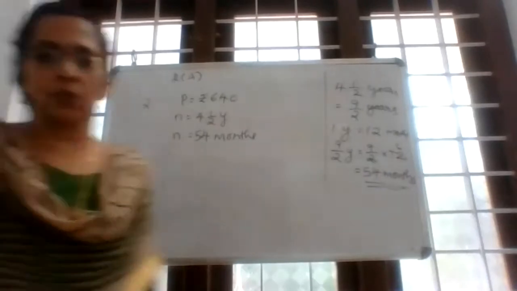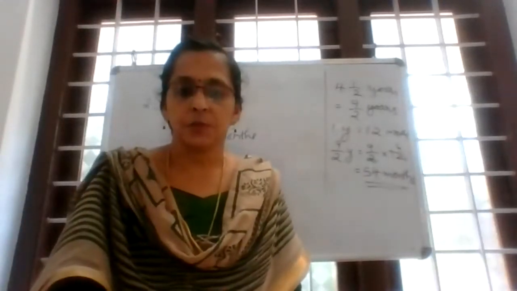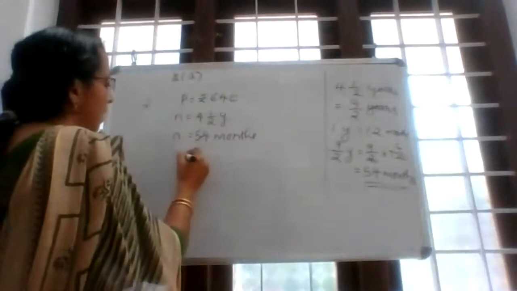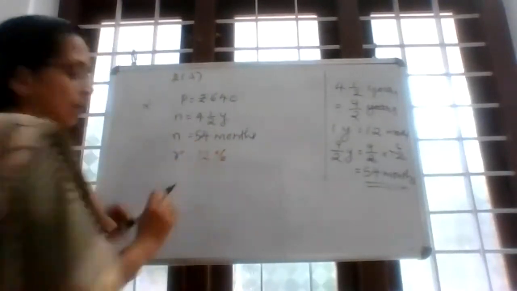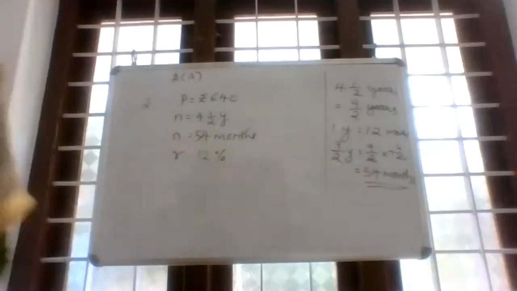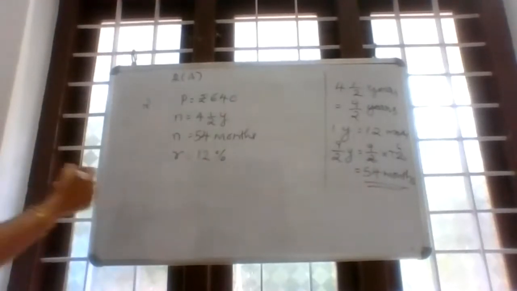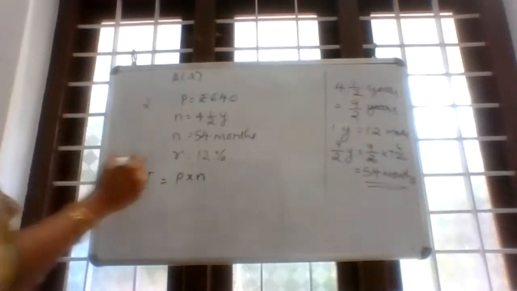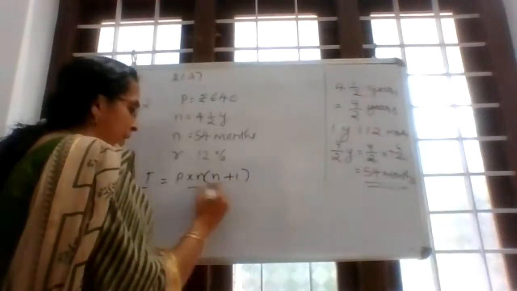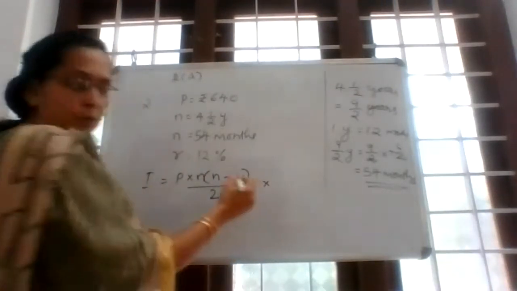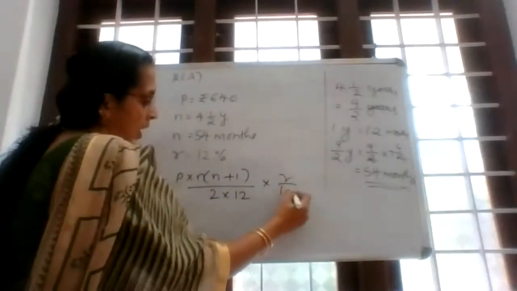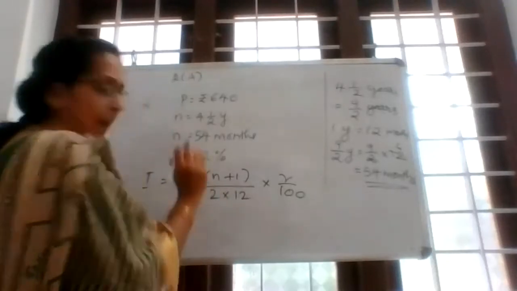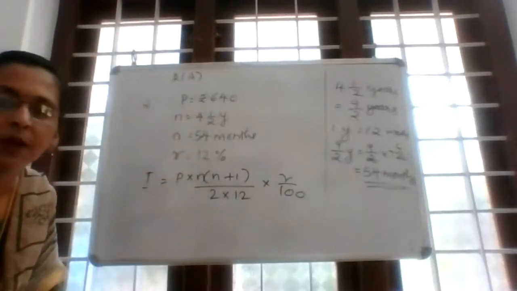Then R is equal to 12%. So write down I is equal to, formula I is equal to P into N into N plus 1 divided by 2 into 12 into R by 100. Don't bother about this division sign here. Don't think like that way.